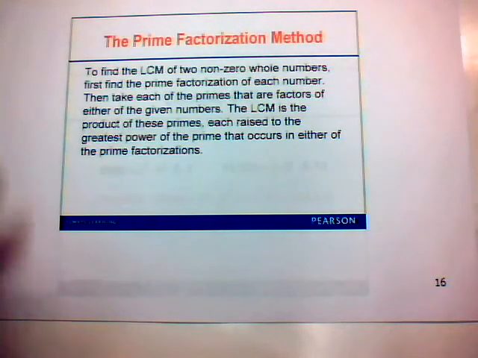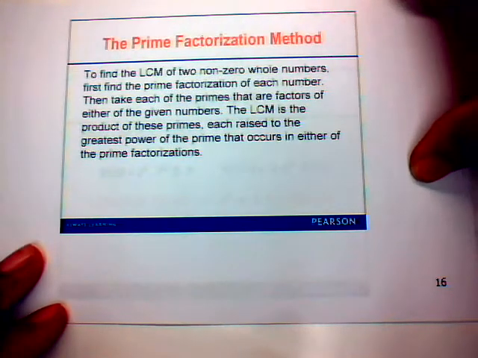Then the prime factorization method is this. You want to find the LCM of two non-zero whole numbers. First, find the prime factorization of each number, and then take each of the primes that are factors of either of the given numbers. The LCM is the product of these primes, each raised to the greatest power of the prime that occurs in either of the prime factorizations.